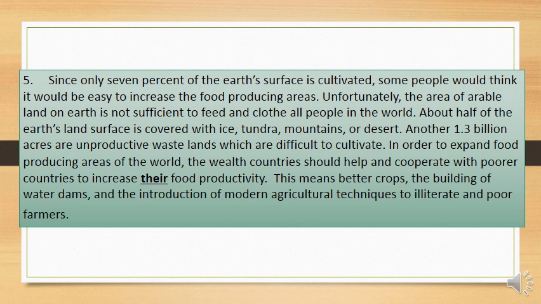In order to expand food producing areas of the world, the wealthy countries should help and cooperate with poorer countries to increase their food productivity. So these rich countries should help the poor countries in order to increase the production of food. This means better crops, the building of water dams, and the introduction of modern agricultural techniques to illiterate and poor farmers. So to illustrate to poor farmers how to benefit from the lands they have in order to improve or increase their food productivity.